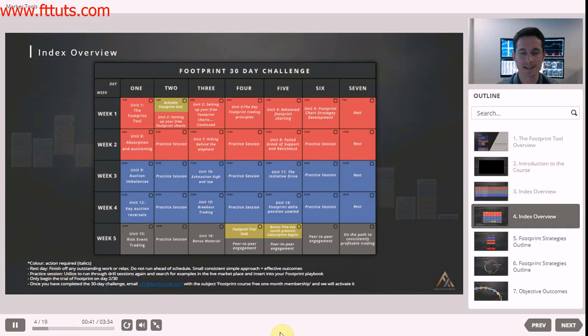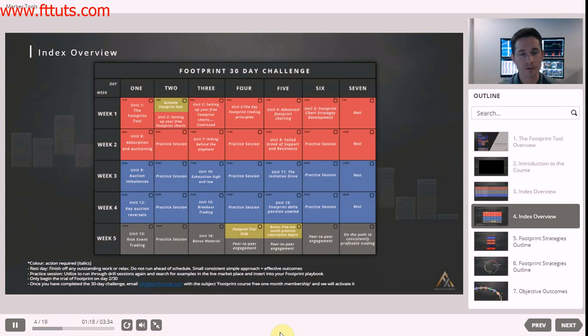Now, as you can see, as per the calendar, I've broken it down into 5 weeks. Within those 5 weeks, I've broken it down into 7 days a week, i.e. Monday to Sunday. What I propose you do is take the unit on the day that it has been allocated. As you can see, some days have been allocated to rest. Please make sure you take these rest days. Just like athletes have to take time off and allow their bodies to recover, it's the same with trading. You have to allow your mind to recover. You have to allow your mind to absorb the information it's taken in.